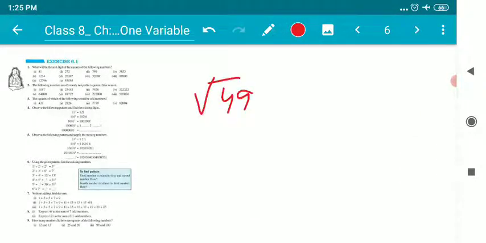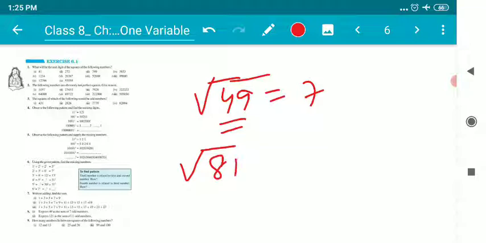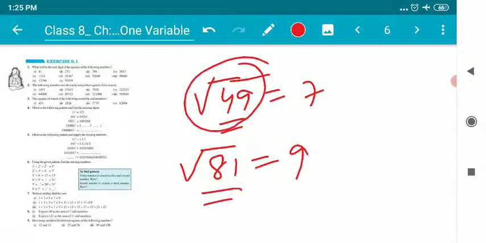Suppose I'm saying root over 49. What is the meaning of this? It means, what is that particular number which I multiply by itself so that I get 49? The answer is 7. Now suppose I'm writing root over 81. What is that number which, multiplied by itself, gives 81? The answer is 9. So this is called square root, children.